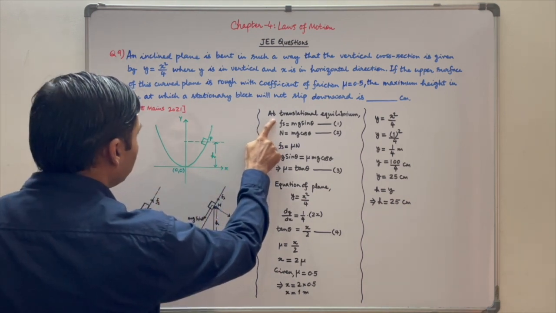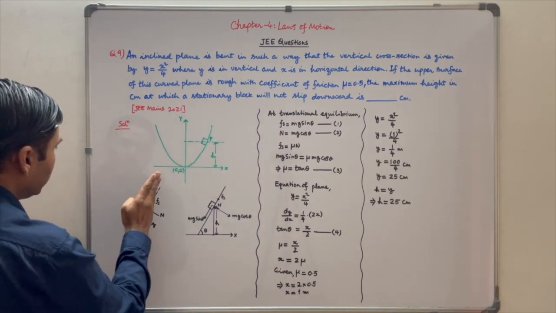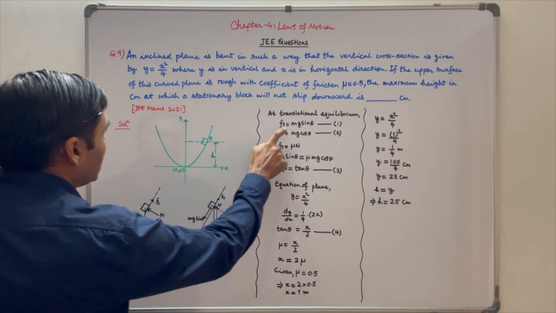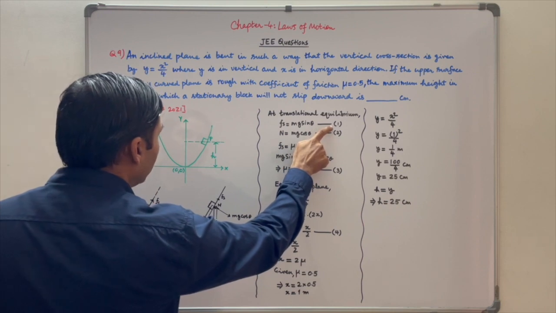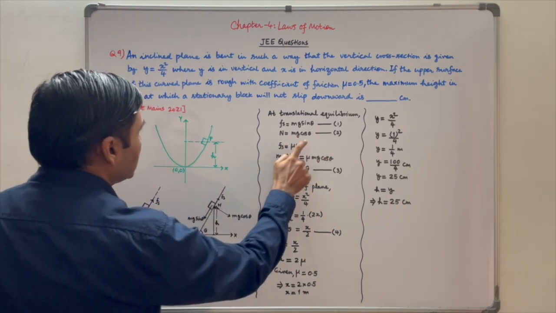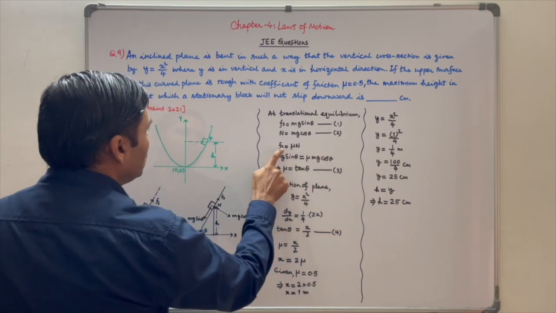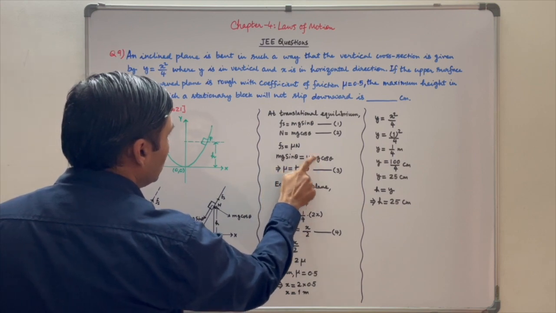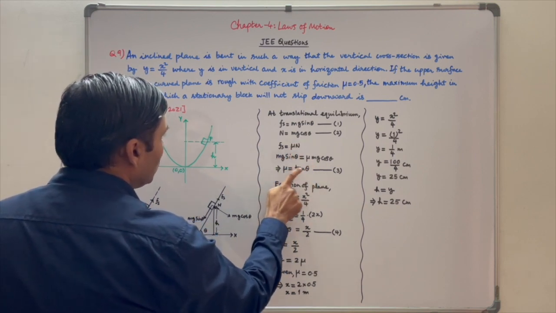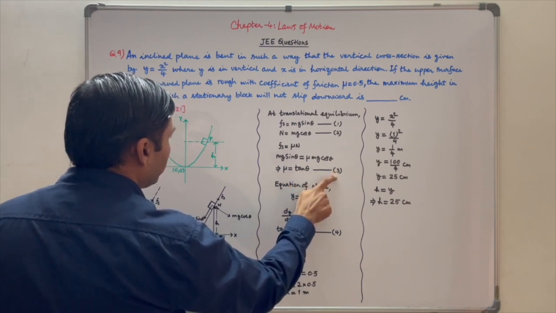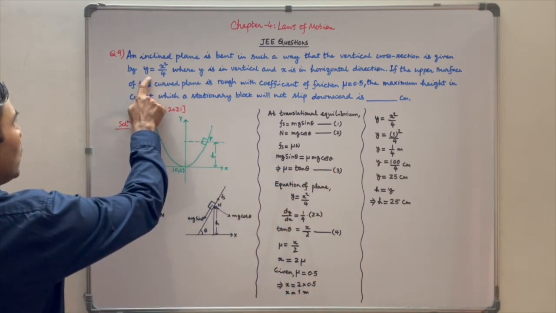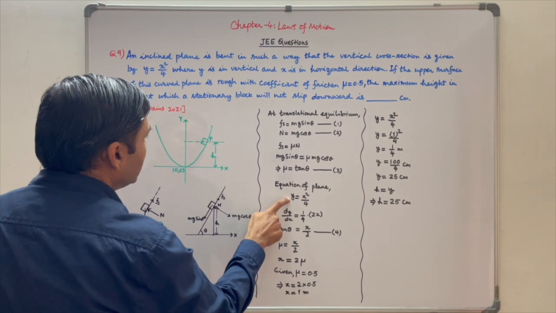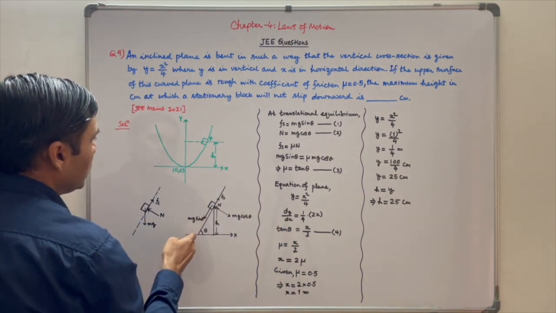At translational equilibrium, we will equate forces along the tangent and perpendicular to the tangent separately. So we can say that Fs is equal to mg sin theta, this is equation number 1, and N is equal to mg cos theta, this is equation number 2. We know that Fs is equal to mu into N. So mg sin theta is equal to mu into mg cos theta, or mu is equal to tan theta. This is equation number 3. Equation of the plane is given by y is equal to x square by 4. So if we find dy by dx, that will represent slope of this tangent, and that is equal to tan theta.